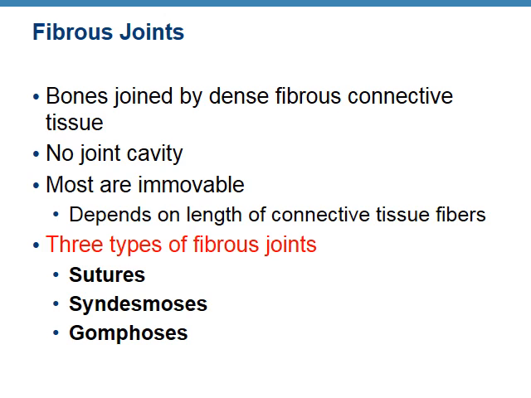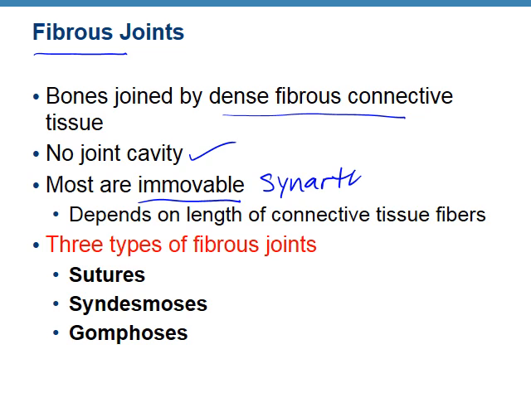Let's look at our first type of structural joint, which is called a fibrous joint. The bones are held together by fibrous connective tissue. There's no joint cavity. Most of the bones are immovable, so we should be able to use the term synarthrotic, immovable. There are three types of fibrous joints. So there are sutures, syndesmoses, and gomphoses.